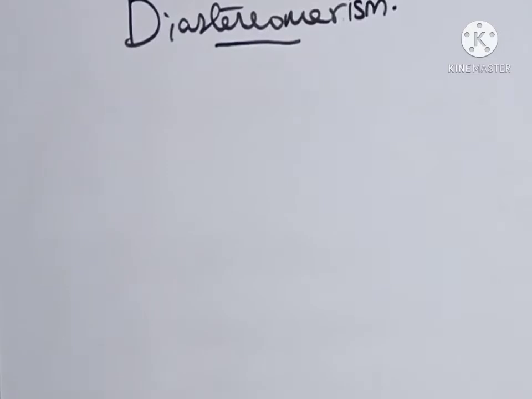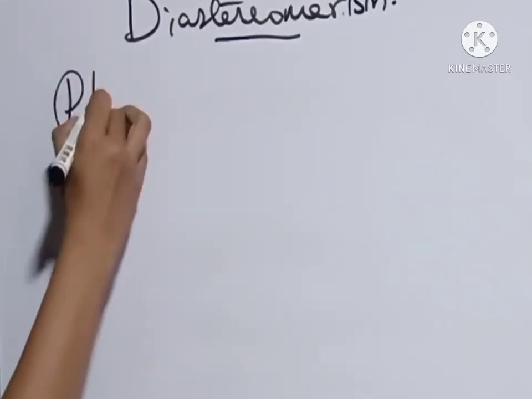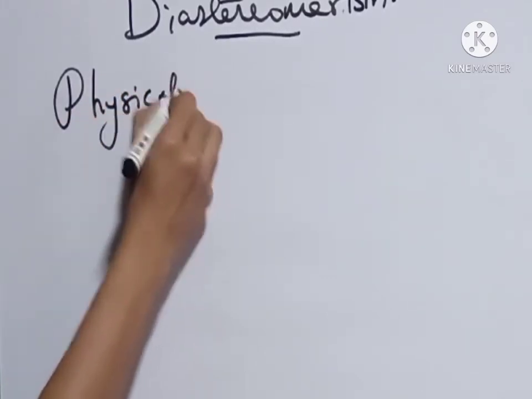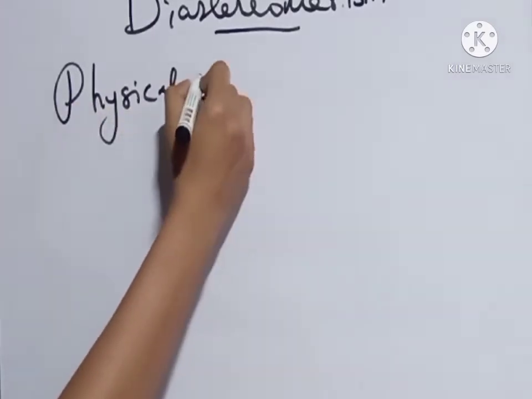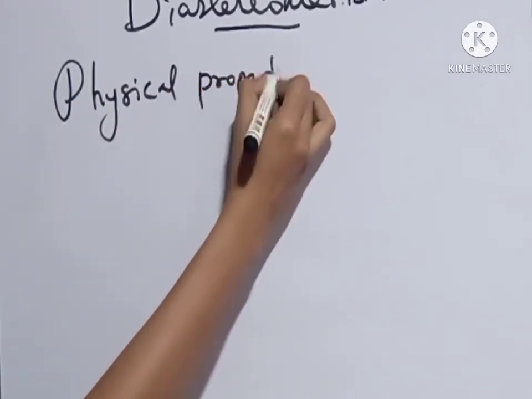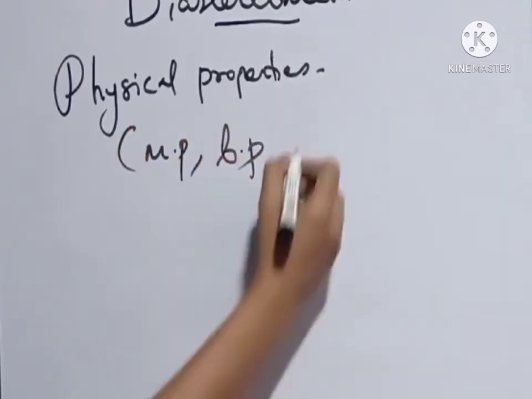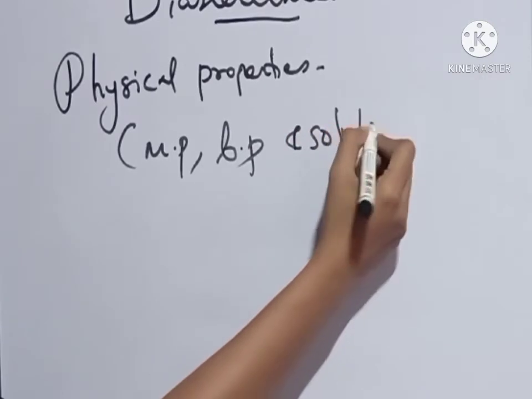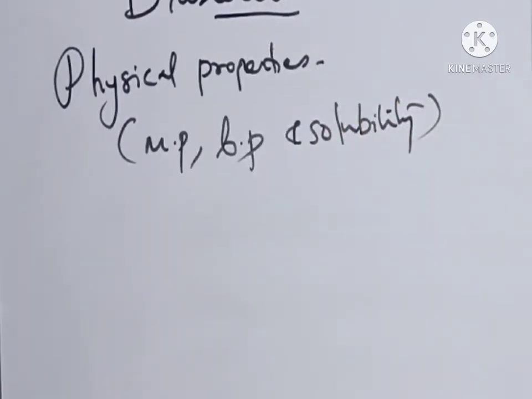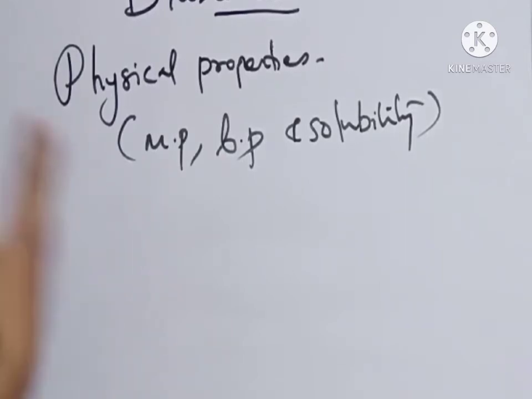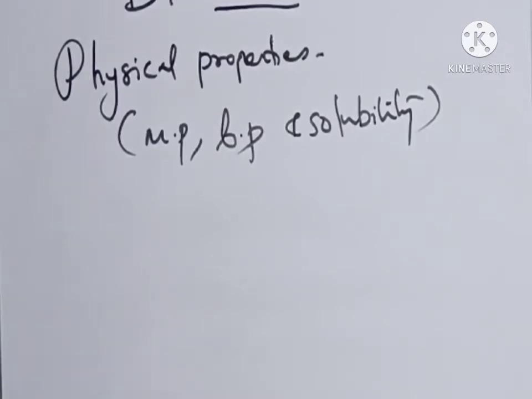Then, if you talk about the properties of diastereoisomers, the physical properties as well as the chemical properties of diastereoisomers are entirely different. So physical properties such as melting point, boiling point, and solubility, etc., are different for the diastereoisomers. So from this, it is clear that the diastereoisomers are easy to separate.